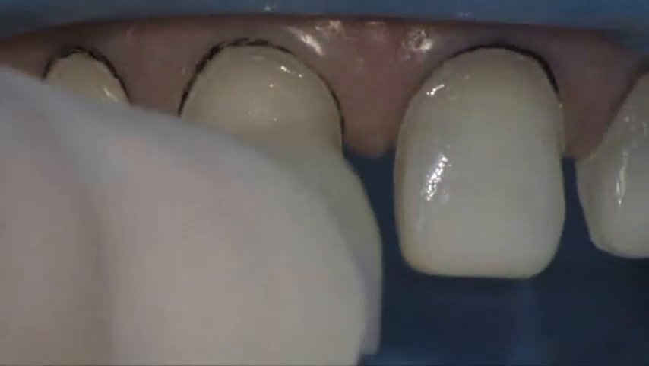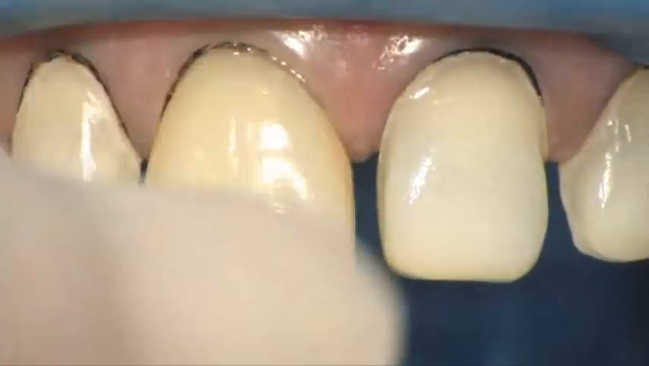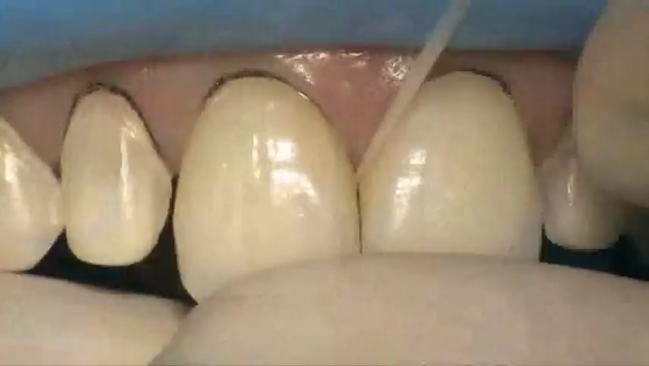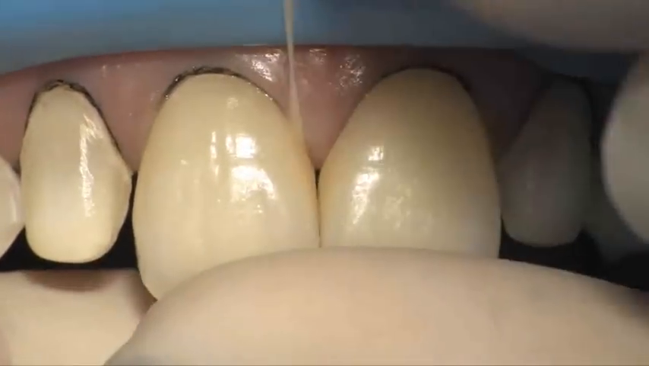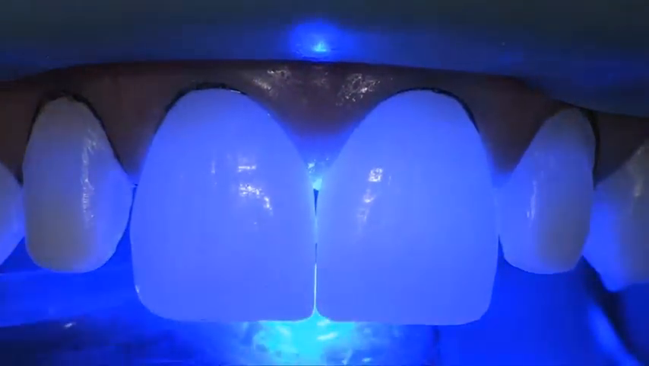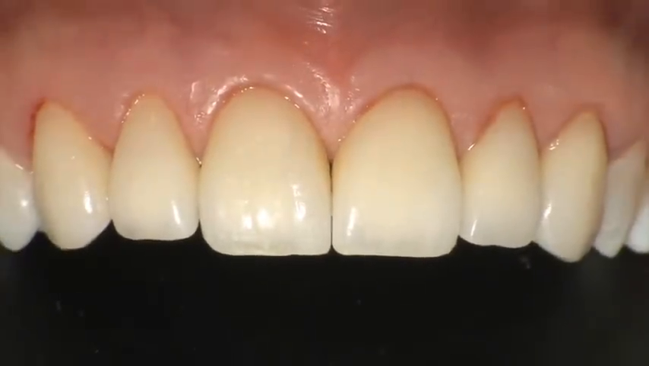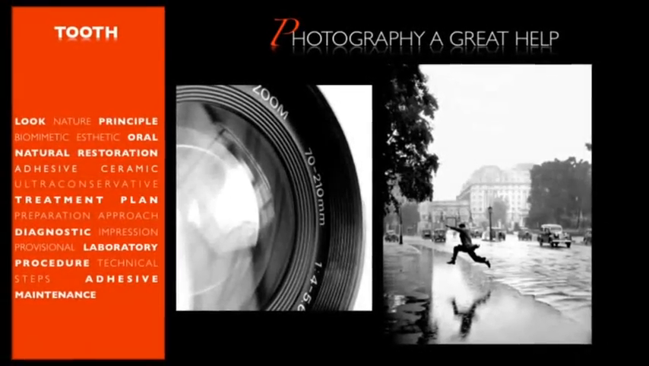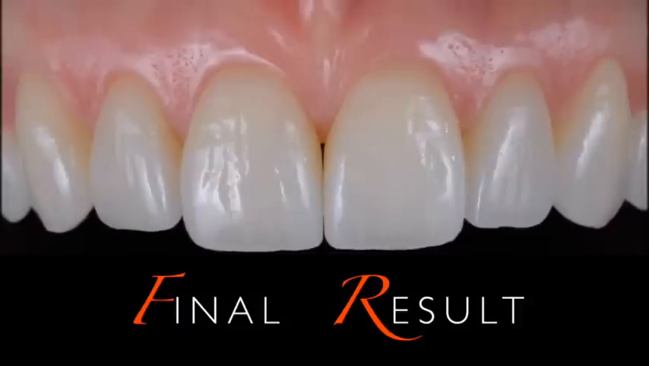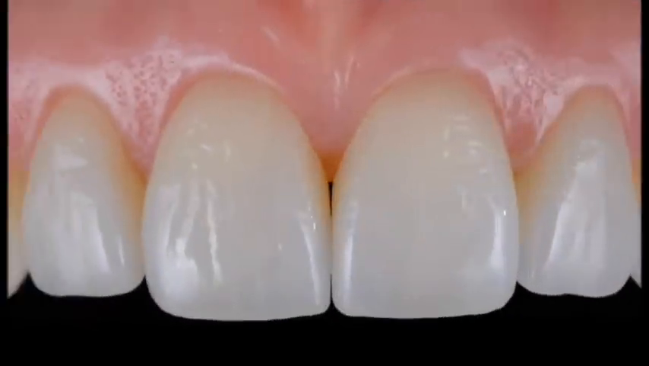Normally the cementation starts from the two central incisors and is followed by laterals, canines, and so on. During the cementation it's important to remove all the cement excess before the light curing. The use of photography is a great help to transfer all the information to the technician and obtain in this way a real mimetic restoration.